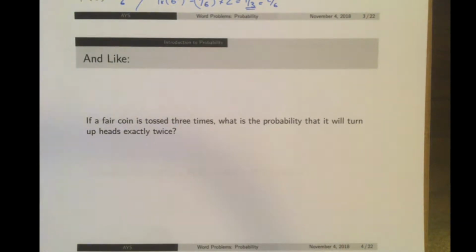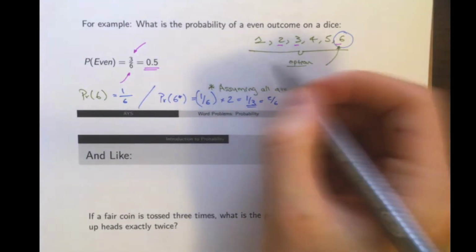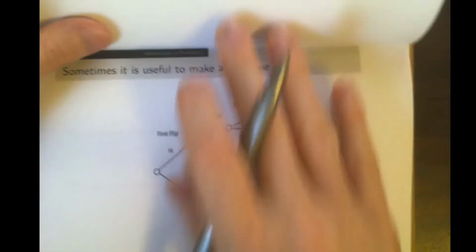Okay, if a fair coin is tossed 3 times, what is the probability that it will turn up heads exactly twice? So go ahead and take a second to solve this problem. Okay, well the first thing we need to do is check out the options. Like on the top here, we said, oh, these are all the options. So I went ahead and made a tree of the options.